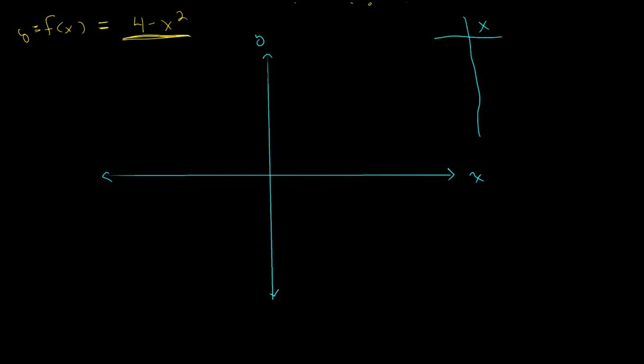And so what we'll do here is I'll make a table of x values. First off, I always like doing 0 for x. So I put in 0 wherever I see x. So 4 minus 0 squared. Right, this will be f of 0, which is equal to 4. Alright, well then what I'll try next is I'll try 1. Wherever I see x, I replace it with 1. So that's 4 minus 1 squared, or 3.